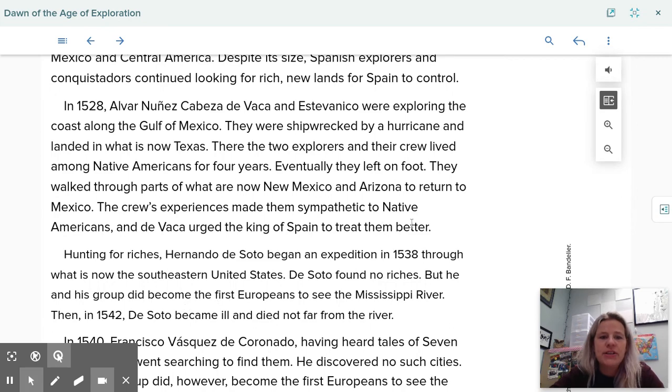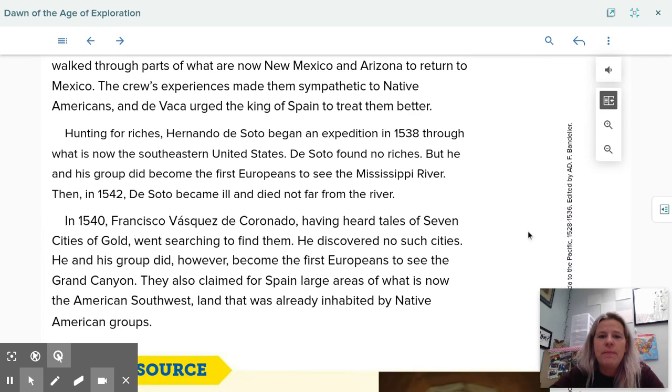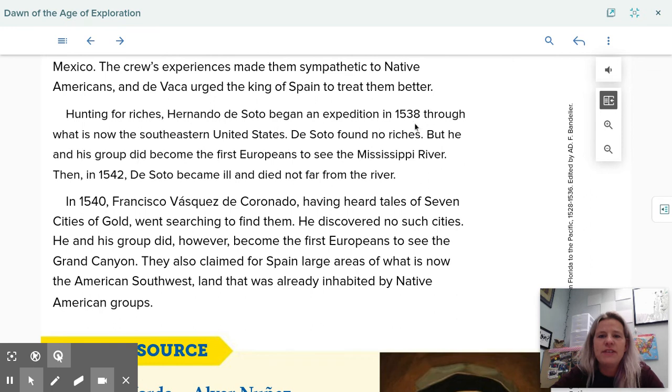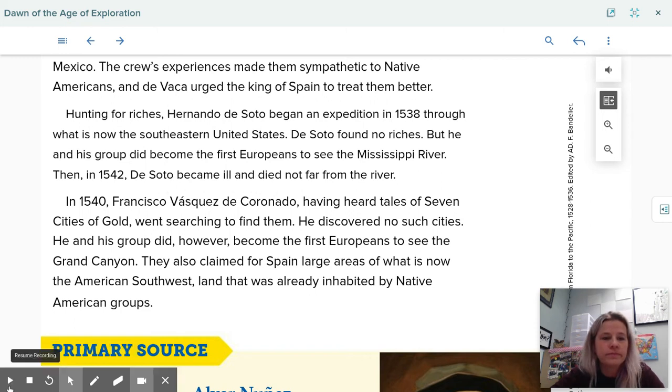Hunting for riches, Hernando de Soto began an expedition in 1538 through what is now the southeastern United States. De Soto found no riches, but he and his group did become the first Europeans to see the Mississippi River. Then, in 1542, De Soto became ill and died not far from the river.